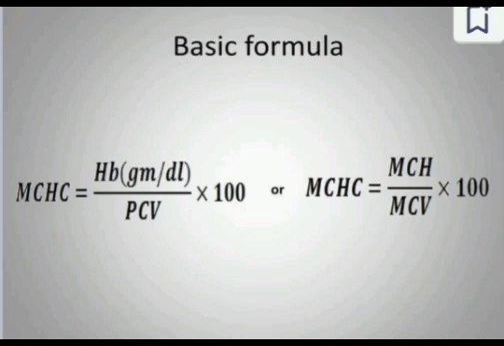What is the normal value? Can't you copy from your neighbor? 32 to 36%.